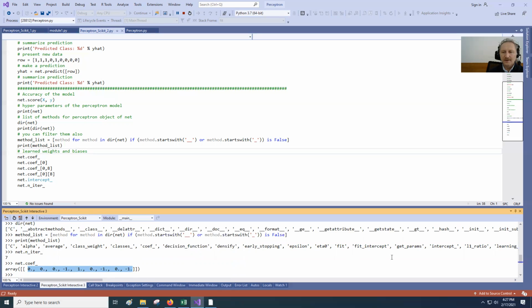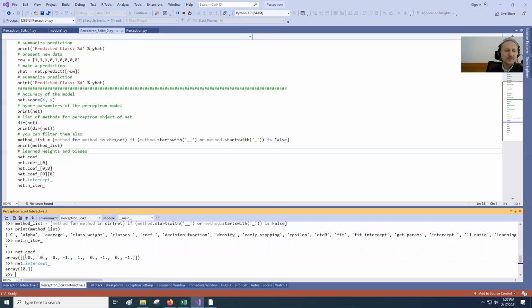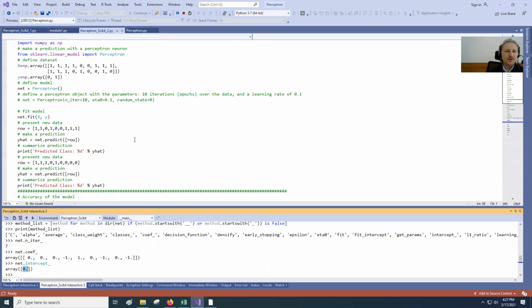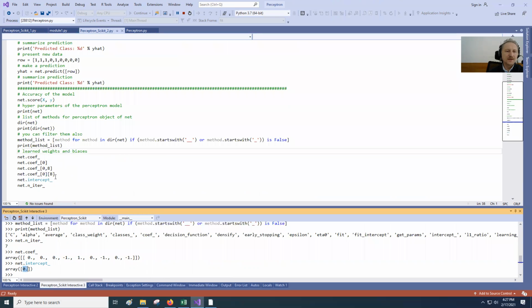Also, intercept. The meaning of intercept here in Python is the bias term. So after training, my weight should be these values, and bias should get these values. In that case, my network in the scikit-learn Perceptron can separate the C letter from the T letter. And you can use all these methods and discover by yourself what they are doing.